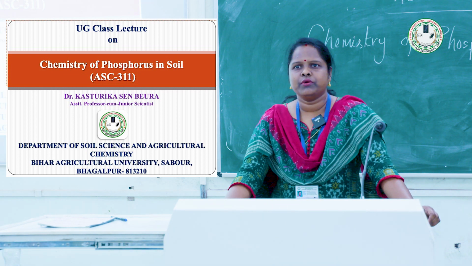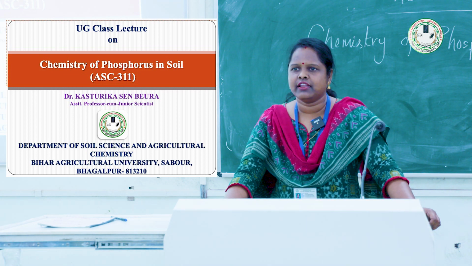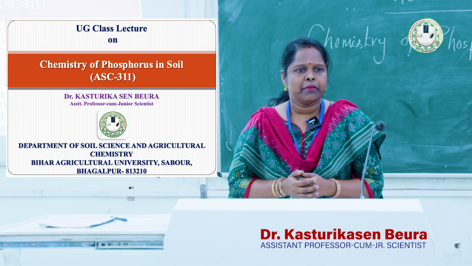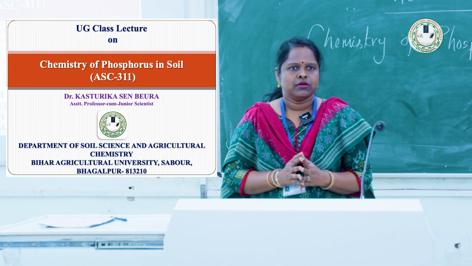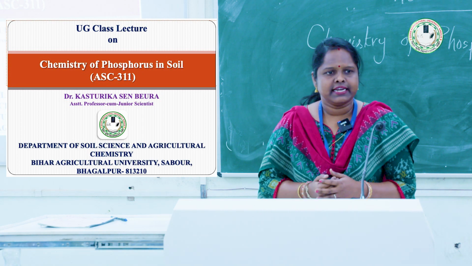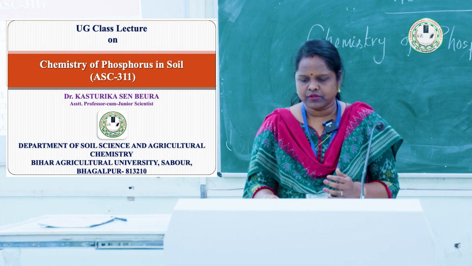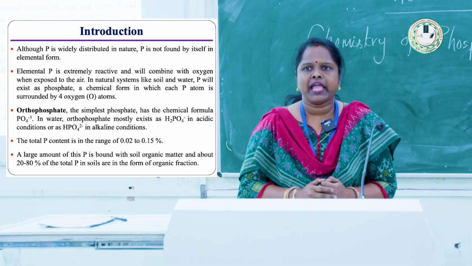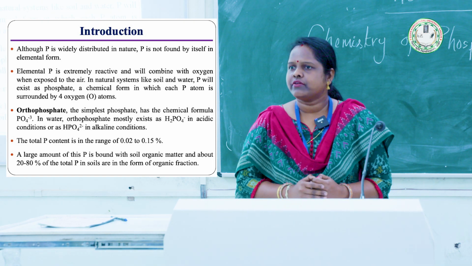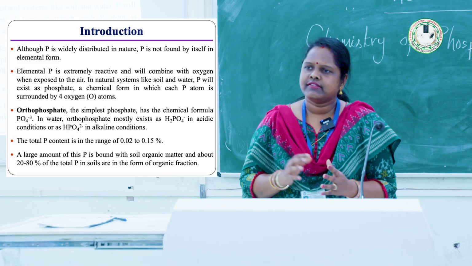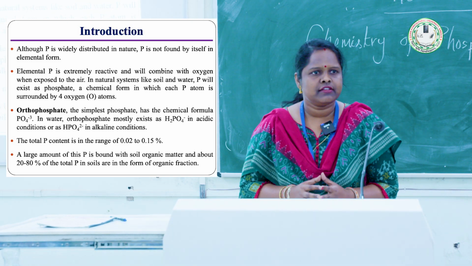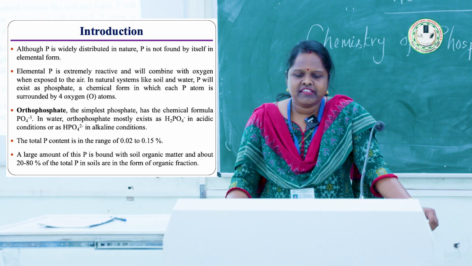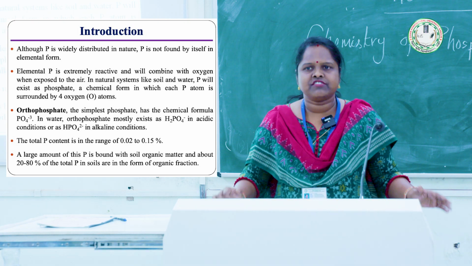Today's topic is we will discuss the chemistry of phosphorus in soil. Before going into detail, I just want to emphasize what phosphorus is, and why it is needed in the present condition for agricultural crops. As we have already discussed, phosphorus is the second most important primary nutrient followed by nitrogen, which is required for almost every crop, be it cereals, pulses, oil seeds, horticultural crops, etc. The first line that is written: phosphorus is widely distributed in nature.